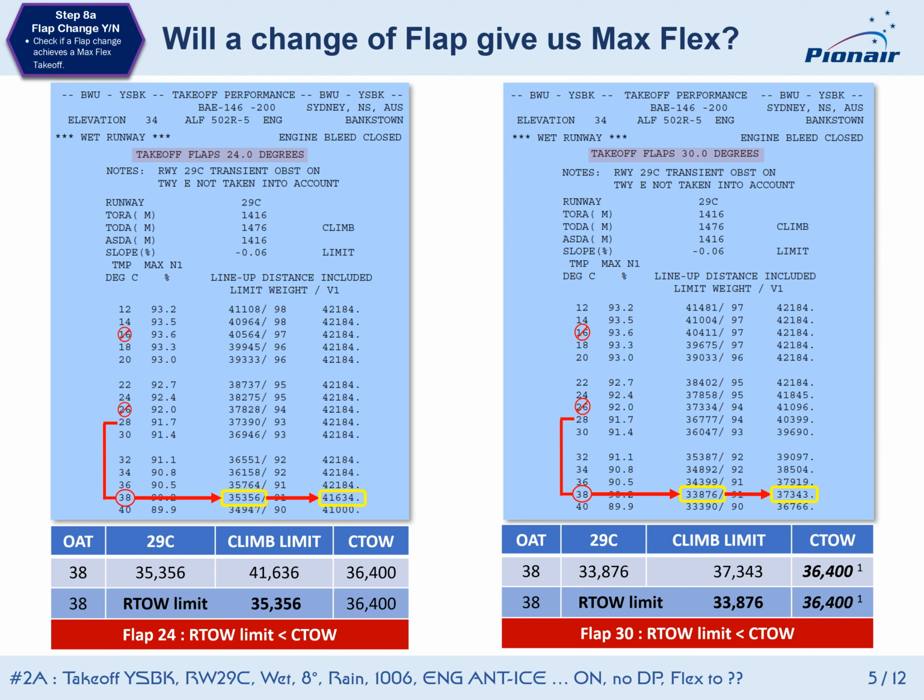And right off the bat, we can see that there is a significant drop in available performance. While the climb limit is down quite a bit, it's not limiting, but the runway limit is in fact about 1,500 kilos below the flap 24 figure. With one minor caveat, it's pretty clear that flap 30 is not the answer we need it to be, and we're not going to be using max flex today.